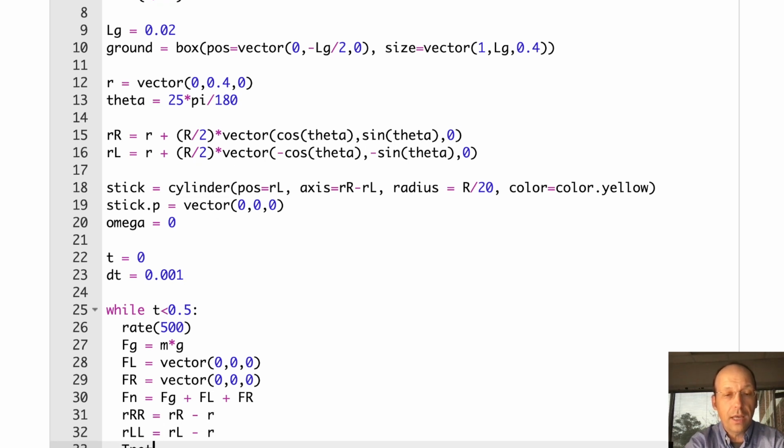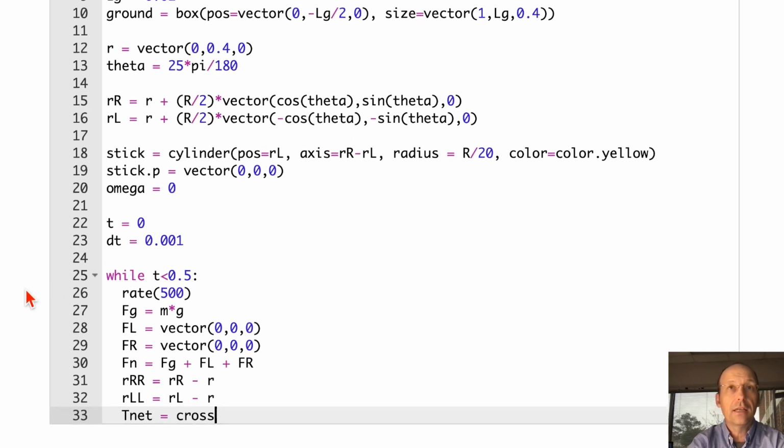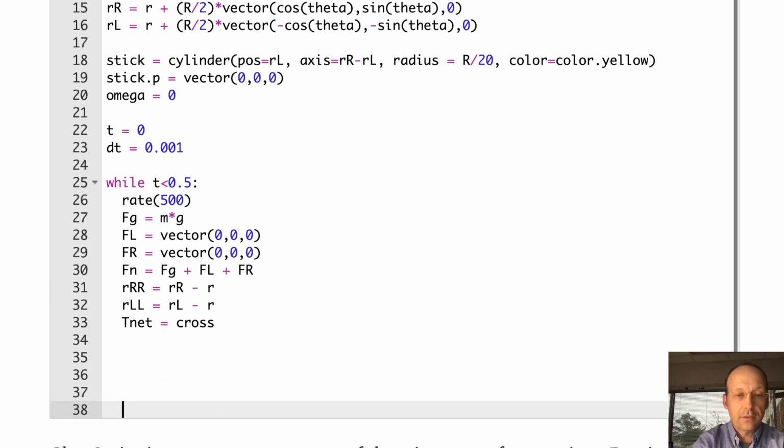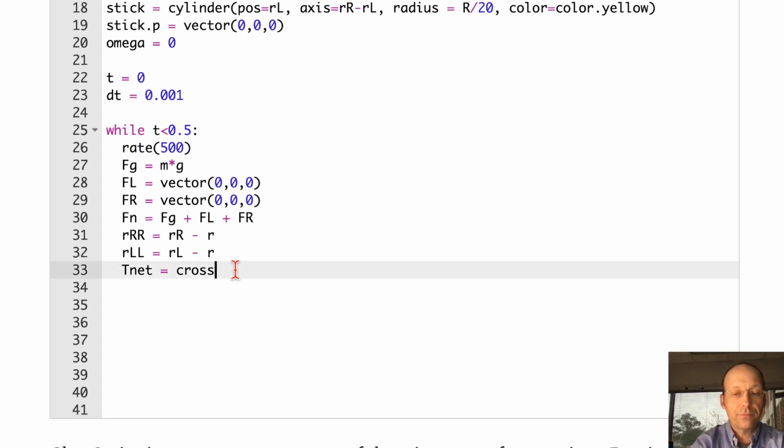So I'm going to say torque net. I'm going to do this actually in one step. It's going to be the cross product, which is built into Python, and you can't see that. I just realized you can't see that. Let's do this. There, is that better? Cross, so the left one is going to be RLL cross FL. See how easy that is? Plus, now torque net is a vector. Okay, so I need to fix that. Cross RRR, FR. Okay.